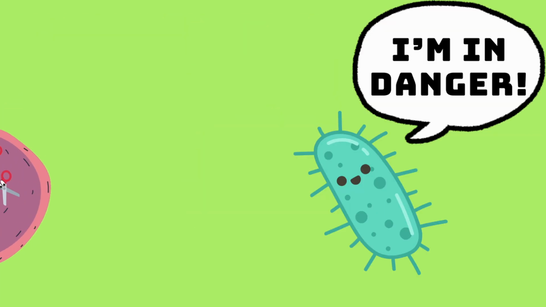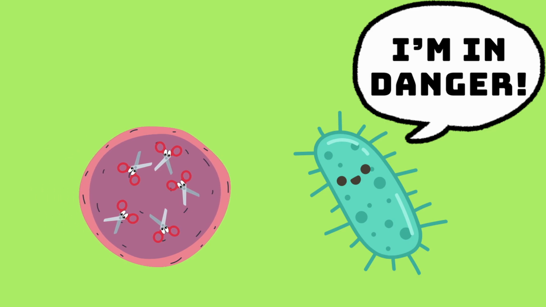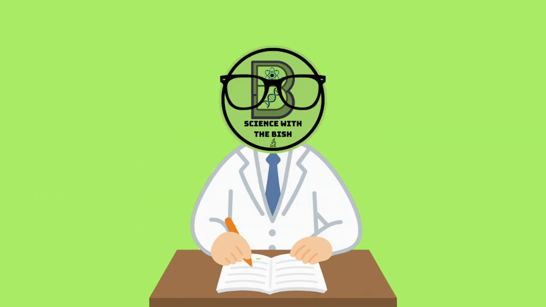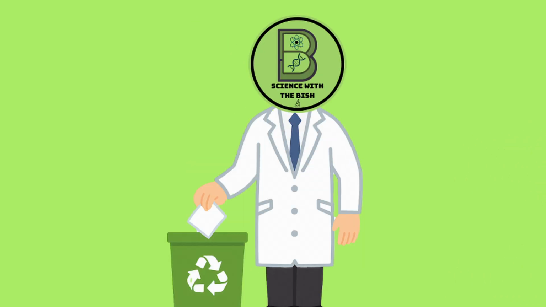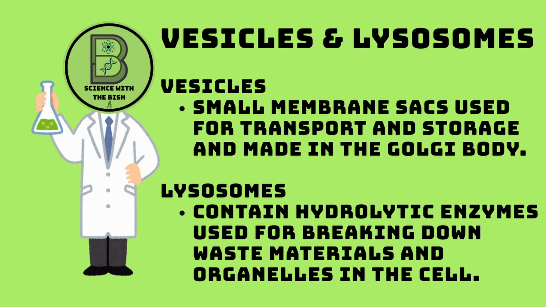Lysosomes also help destroy pathogens engulfed during phagocytosis, and break down cell components during apoptosis, controlled cell death, or the cell's way of bowing out gracefully. In short, vesicles move material around the cell, and lysosomes handle the cleaning and recycling. Together, they keep everything running smoothly. Here's a summary for vesicles and lysosomes.